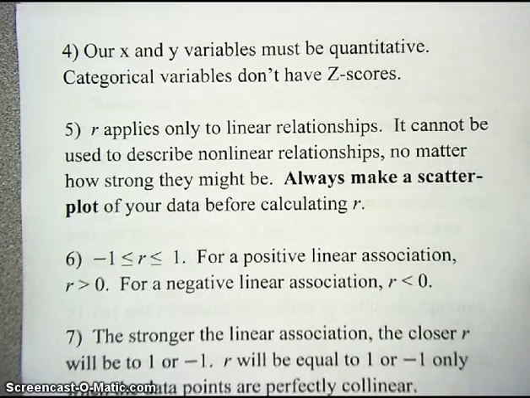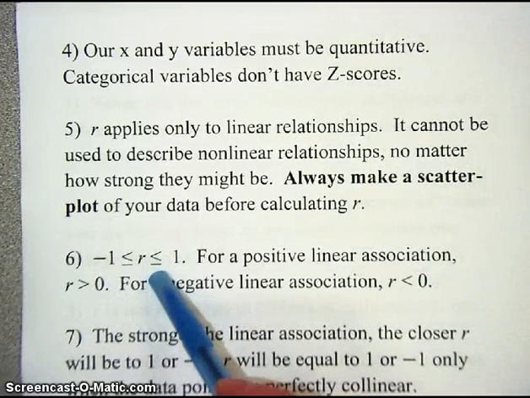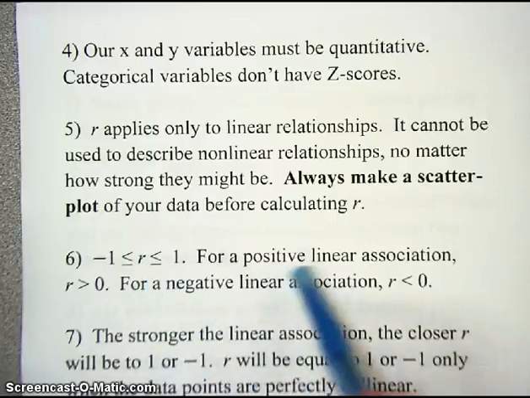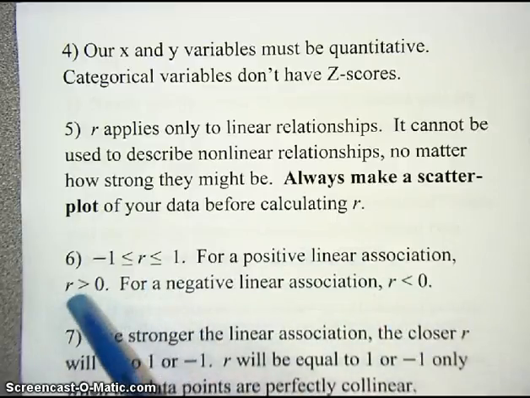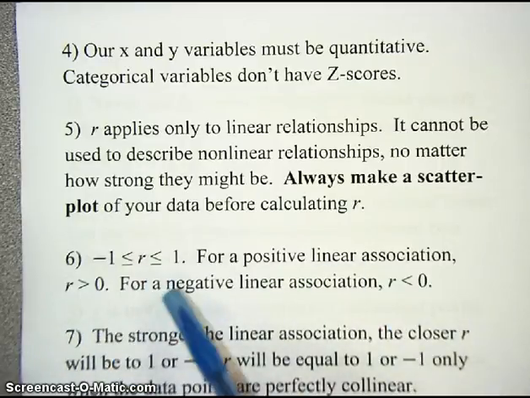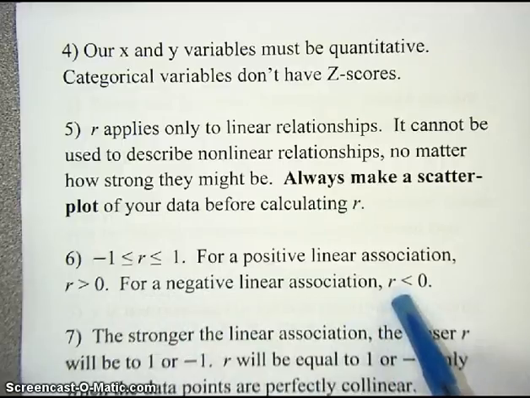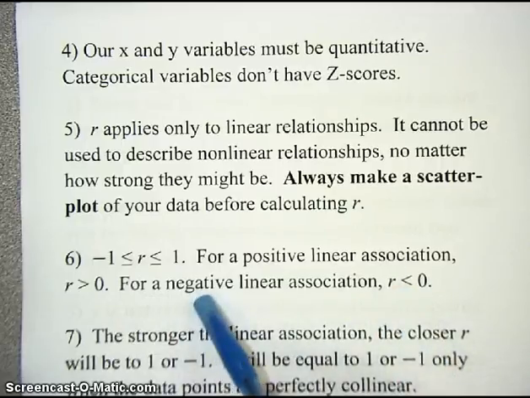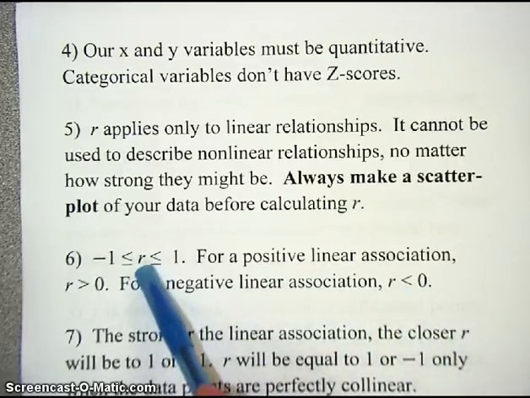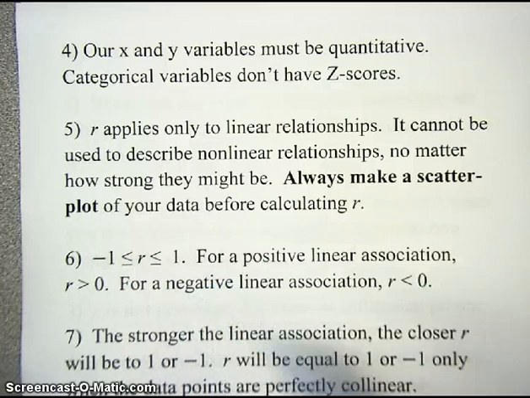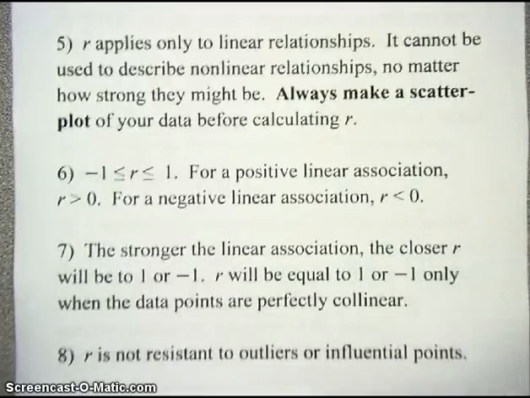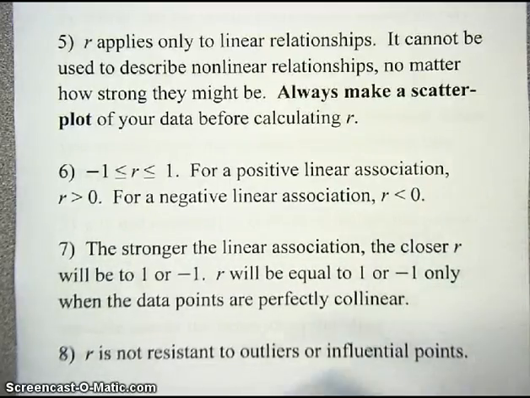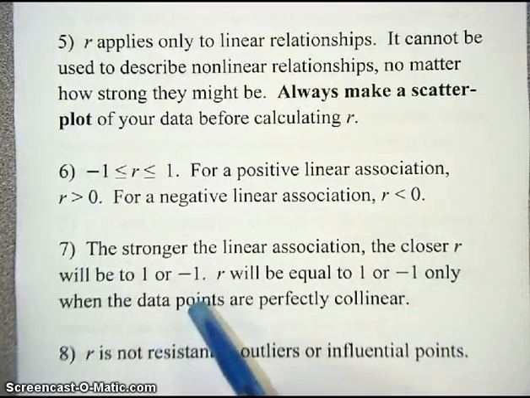Now, R is some number between -1 and +1. If the relationship is positive for a positive linear association, R is going to also be positive. And for a negative linear association, R will also be negative. So the sign of R is going to be the same as the direction of the linear association between your variables. The stronger the linear association, the closer R is going to be to 1 or -1.